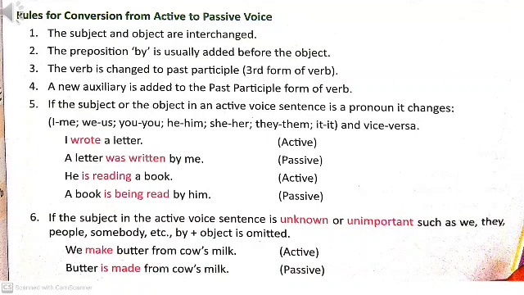The next rule is, if the subject in the active voice sentence is unknown or unimportant, then we omit by plus object. For example, we make butter from cow's milk. This is active voice, and when we change this into passive, we will get the sentence, butter is made from cow's milk. Here we don't need to add by us. We can omit by plus object in this kind of sentences.